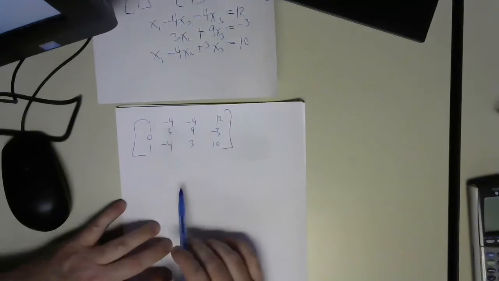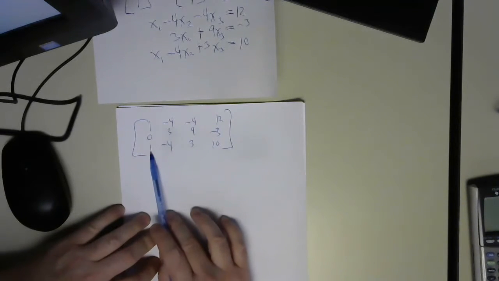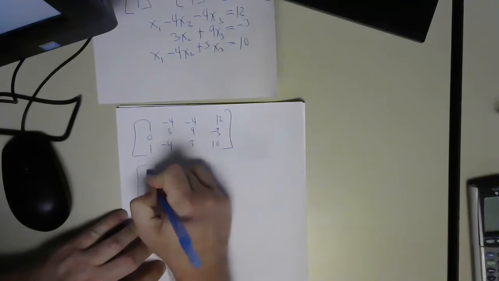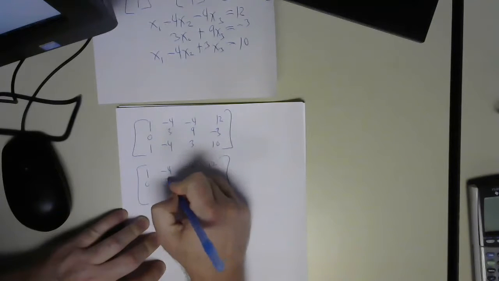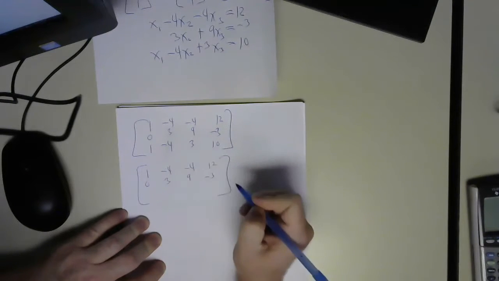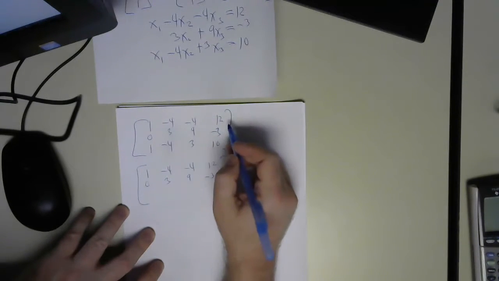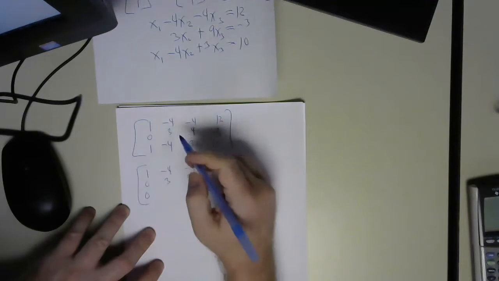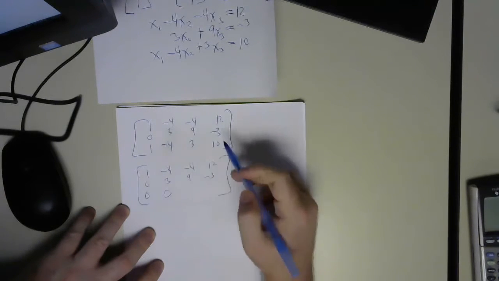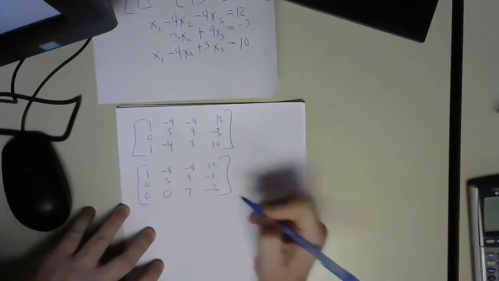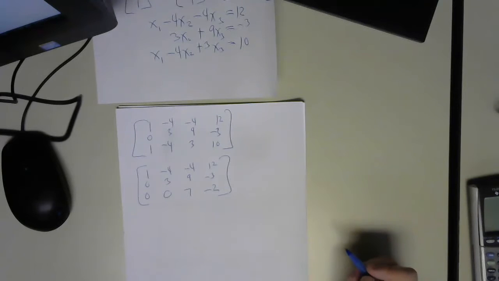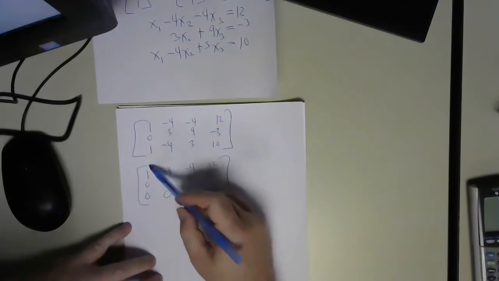All right. So let's do this column by column. That's supposed to be a 0. So negative R1 plus R3. Negative this plus that is 0. 4 plus 3 is 7. Negative 12 plus 10 is negative 2. Okay. Now, looks like the first column is finished.